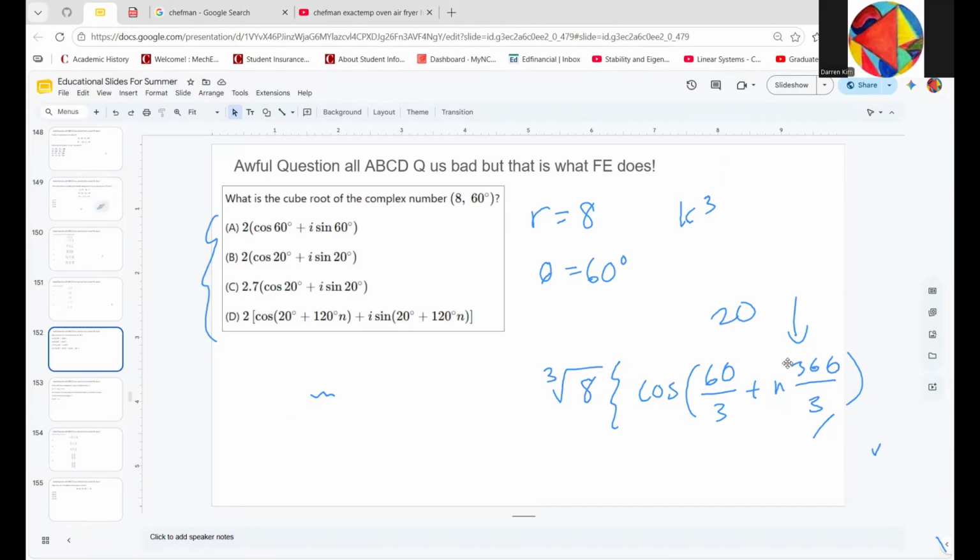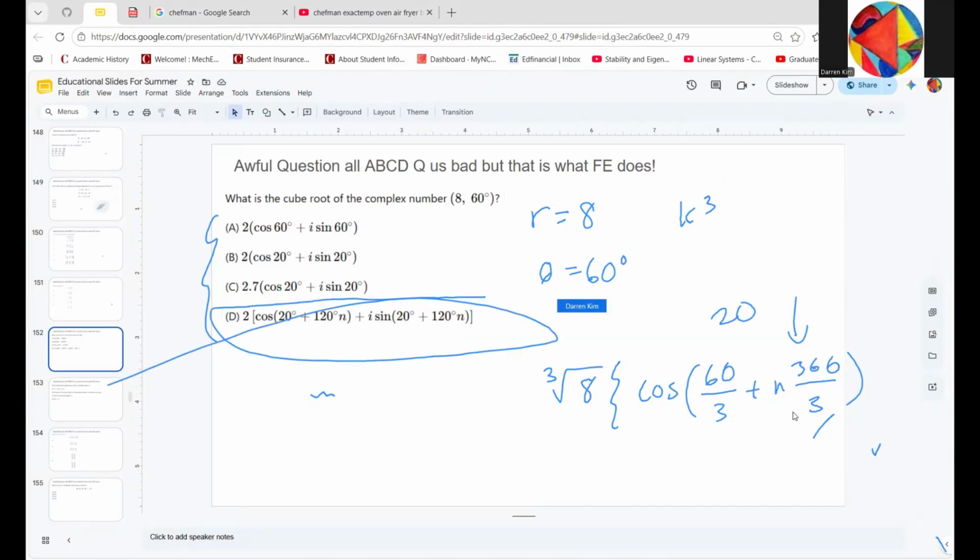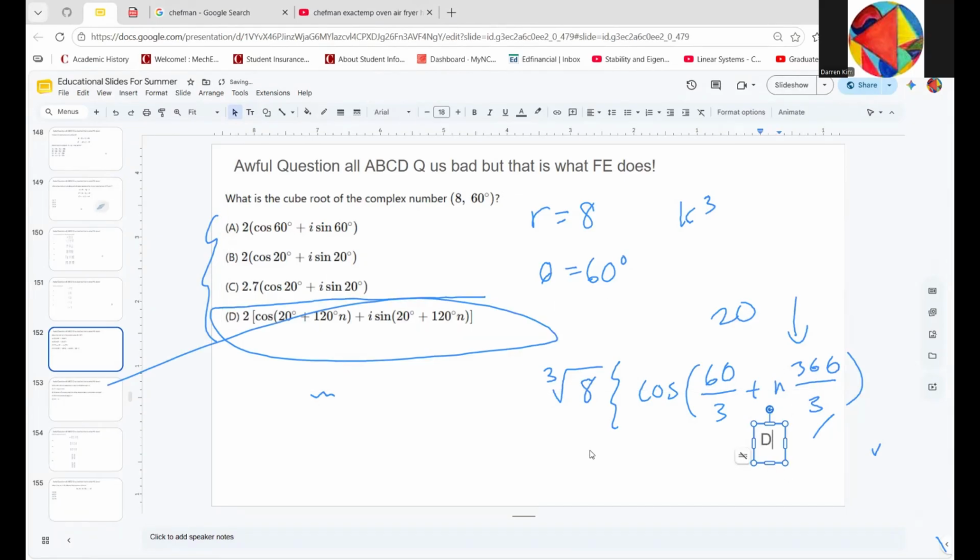Oh, wait. And n does matter. So this is the only one that actually works. So I don't even need to check anymore. I already figured it out. I'm not checking anymore. All right, next one.